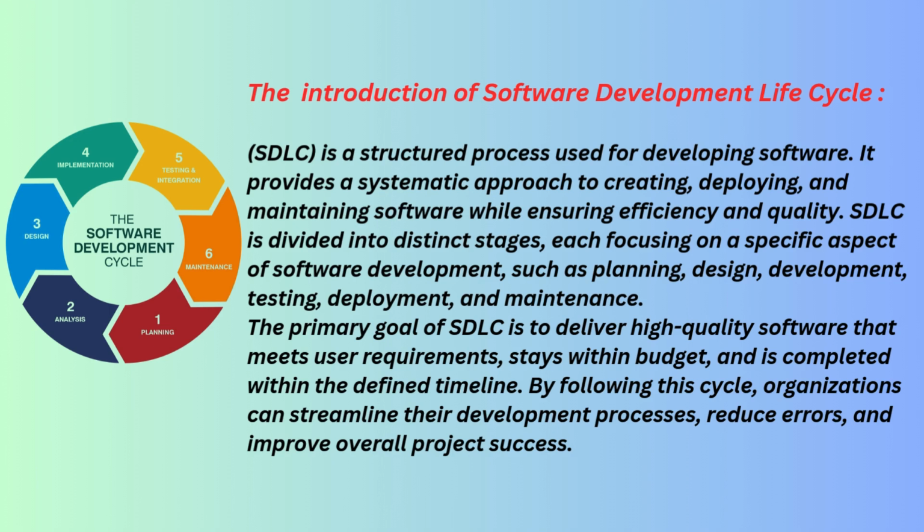SDLC is divided into distinct stages, each focusing on a specific aspect of software development, such as planning, design, development, testing, deployment, and maintenance. The primary goal of SDLC is to deliver high-quality software that meets user requirements, stays within budget, and is completed within the defined timeline. By following this cycle, organizations can streamline their development processes, reduce errors, and improve overall project success.